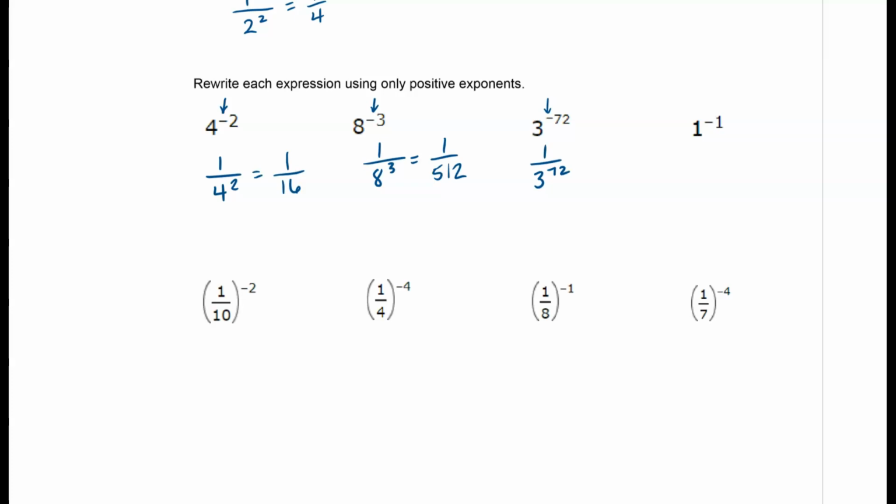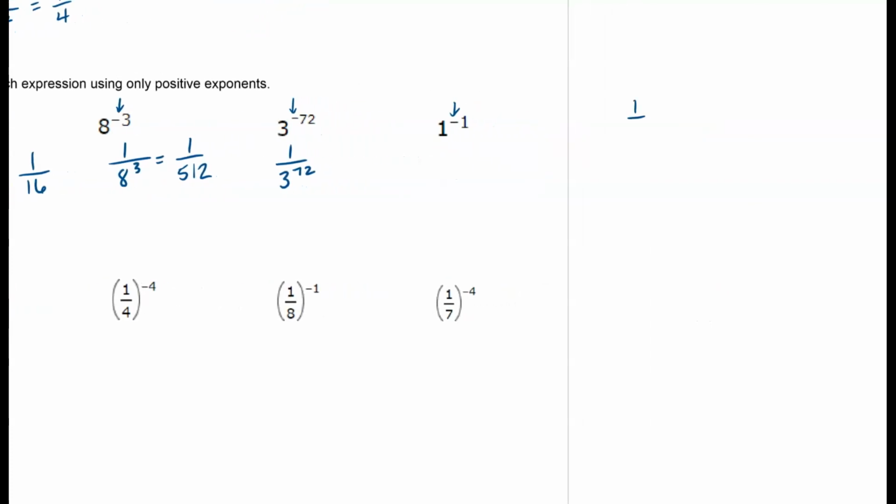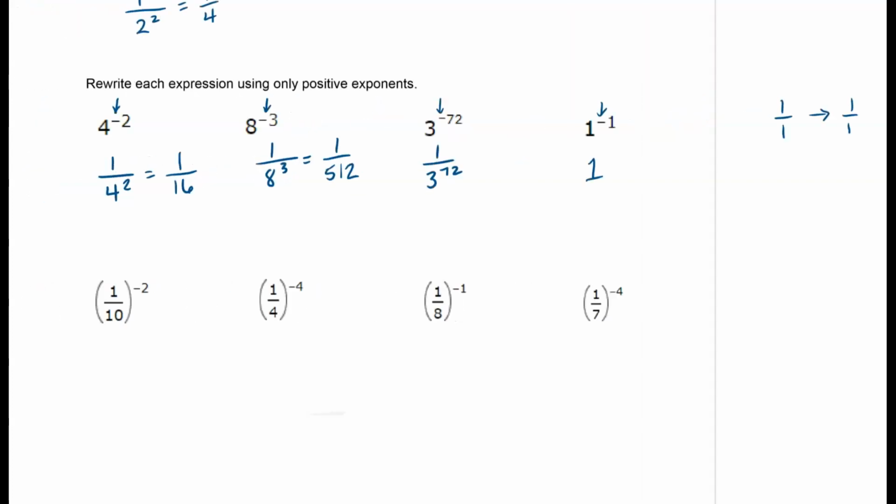When I have 1 to the -1, that's almost like a trick question because it's saying take the reciprocal of this base, which is 1. Well, if I write 1/1 and then I flip that, I still get 1/1. So 1 has itself as its reciprocal, so 1 to the -1 power is still going to be 1.